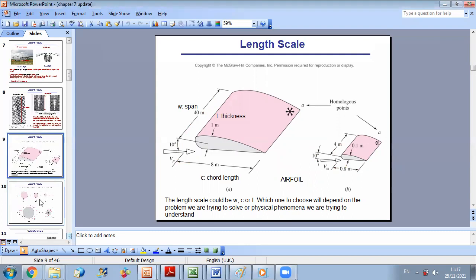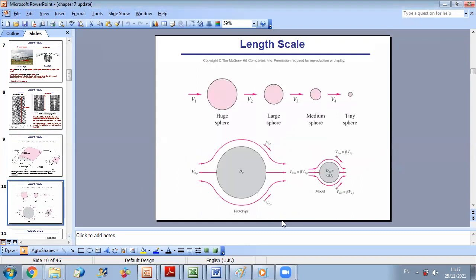Now, for example, also here, if you want to find results about drag and lift on a sphere, we can perform experiments on a medium sphere and extrapolate the result to know what will be the drag and lift coefficients on a huge sphere or a tiny sphere or a large sphere. The only condition, as we said, to extrapolate results is to have the same dimensionless number. We'll go in detail over how to do calculations in this case. Just now we are introducing what we will do in this chapter.